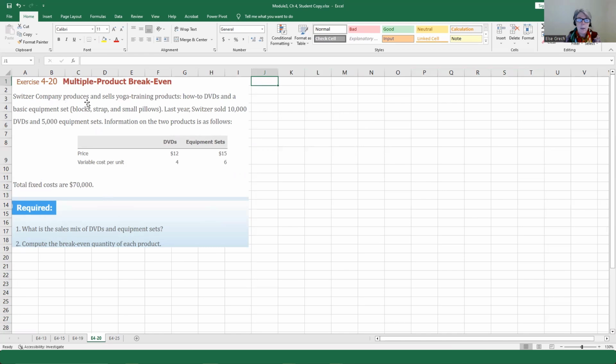So here we've got a company that produces and sells yoga training products, how-to DVDs, and basic equipment sets: blocks, straps, and small pillows. Last year, they sold 10,000 DVDs and 5,000 equipment sets. Information on the two products is as follows. The price is $12, variable cost is $4 for the DVDs. Equipment sets, price is $15, variable cost is $6. Total fixed costs are $70,000. What is the sales mix of DVDs and equipment sets?